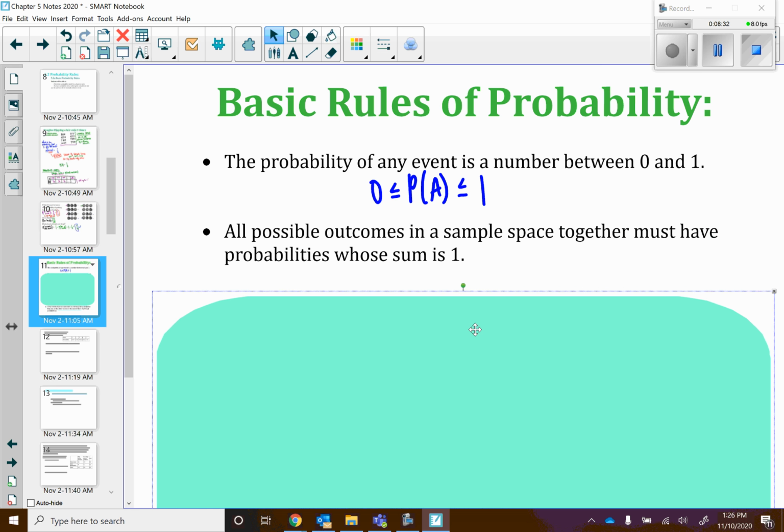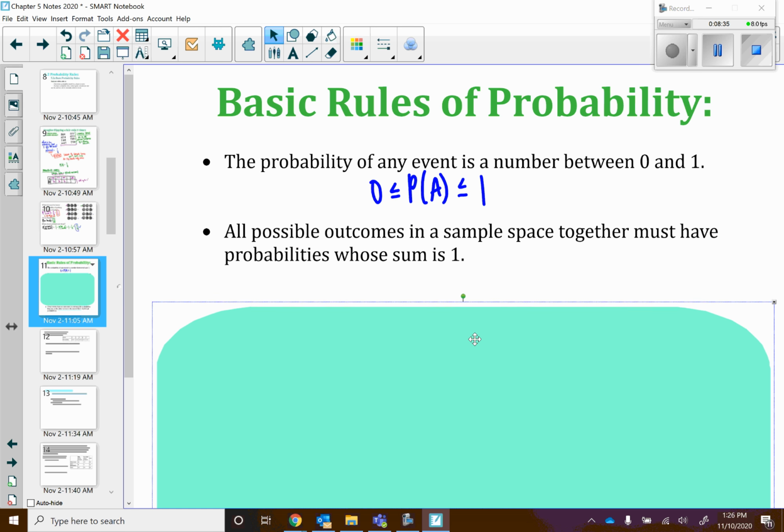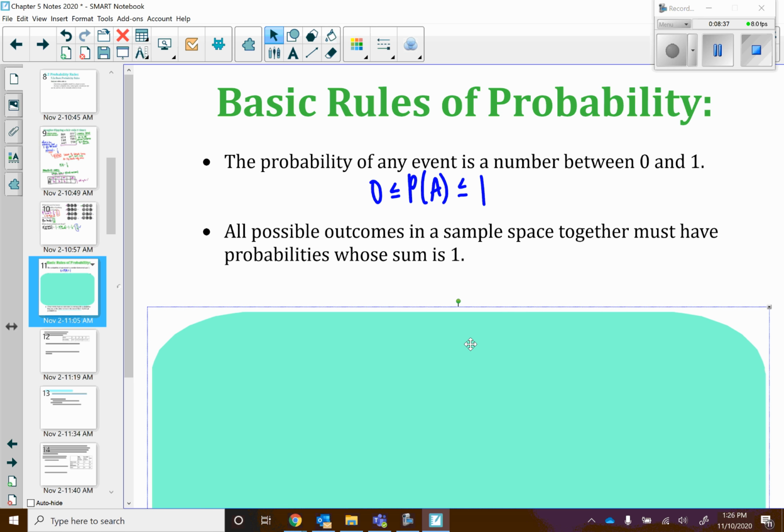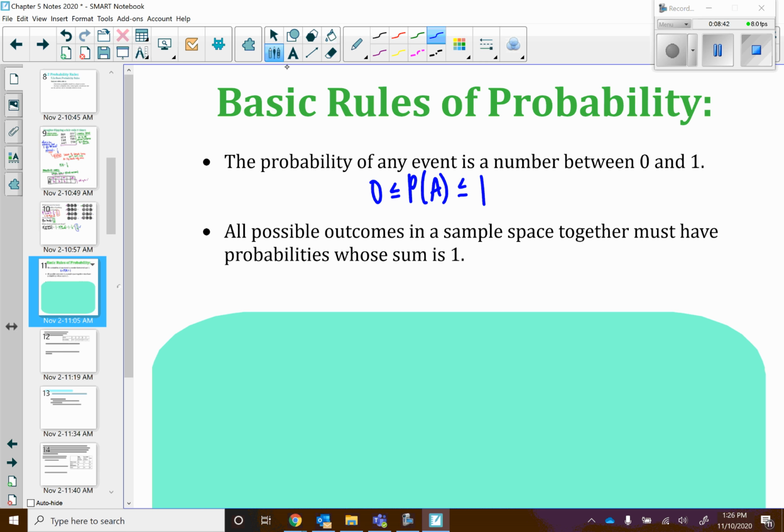Second fact, all possible outcomes in a sample space together must have probabilities that sum up to 1. So if I say a sample space is made out of events A, B, and C, and I add the probability of A plus the probability of B plus the probability of C, I should get 1.